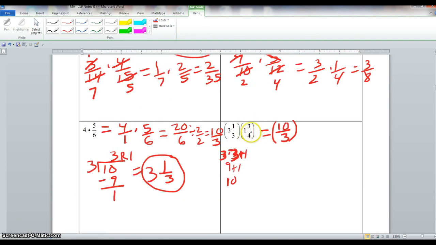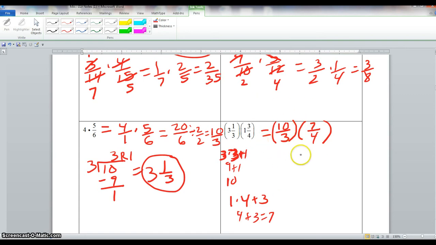Now we have to find our other number. We know that our denominator is going to be 4. So now we want to find our numerator. So what we would do is take 1 times 4 plus 3, the whole number times the denominator plus the numerator. So 1 times 4 is 4, plus 3 would give us 7. So our numerator here would be 7.